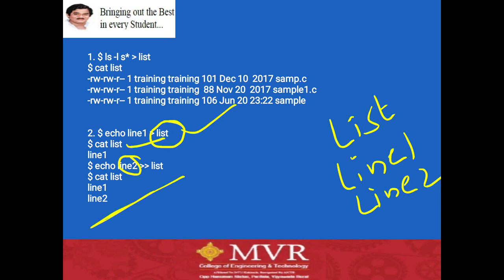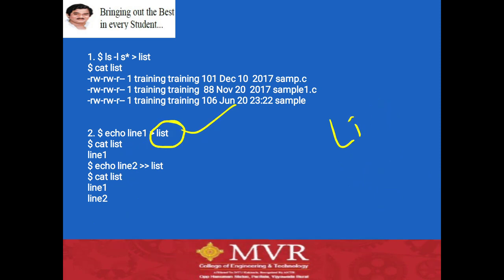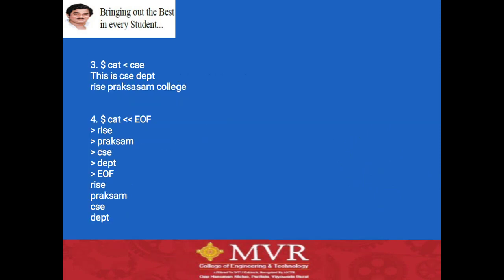So normally the double greater than symbol is used for appending to a file. Appending means that if there is already content in that file and you want to add some more information, that information will be added at the end of the file. That you can do with the double greater than, or append, symbol.